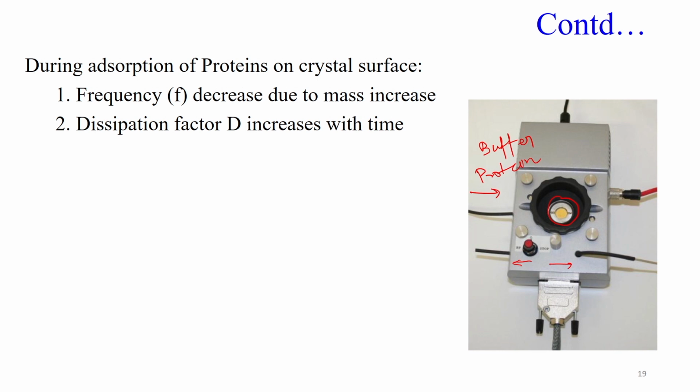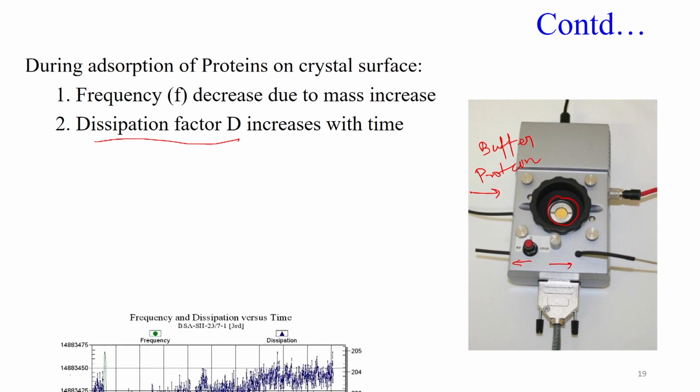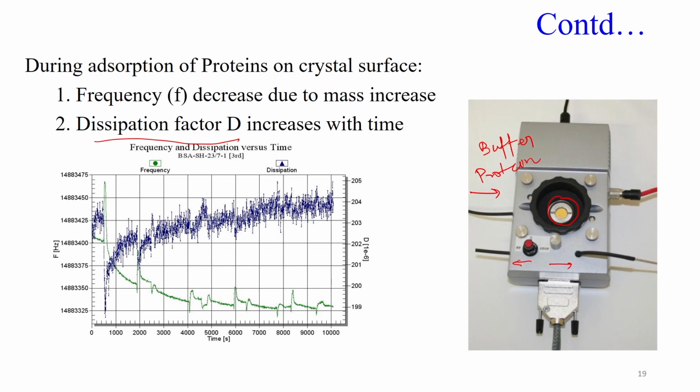So, we are monitoring the frequency, so there will be a change in the frequency due to adsorption. Also, at the same time it monitors the dissipation factor. The quartz crystal microbalance also monitors the dissipation factor. So, this is a typical result we get. The green line indicates the frequency is decreasing. What we are doing is passing the buffer here, then we are passing the protein, and it is reaching the plateau.